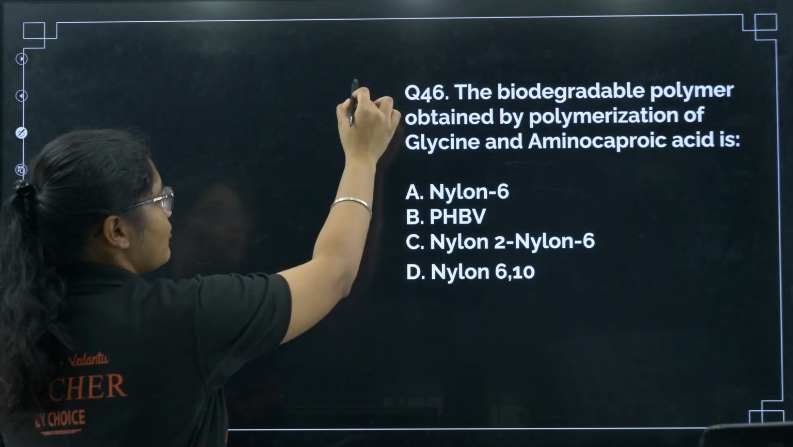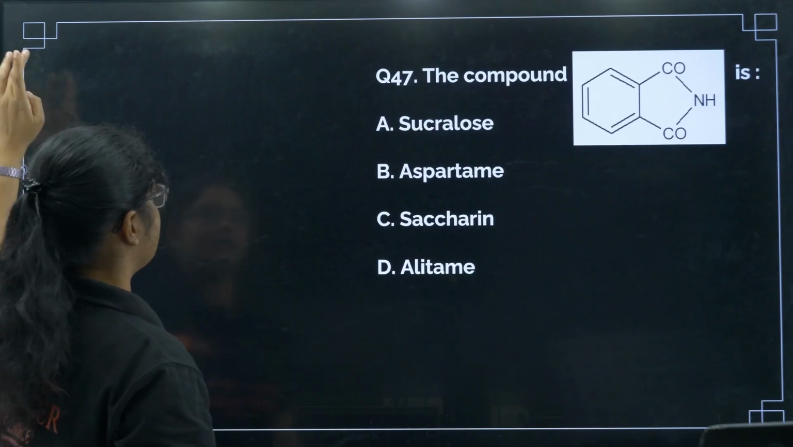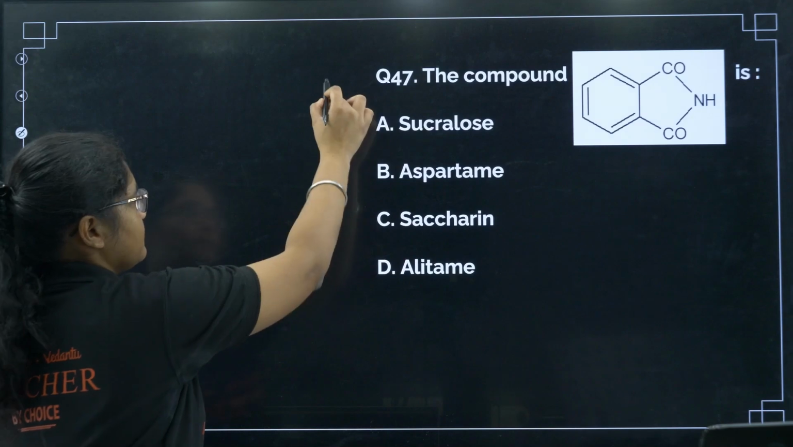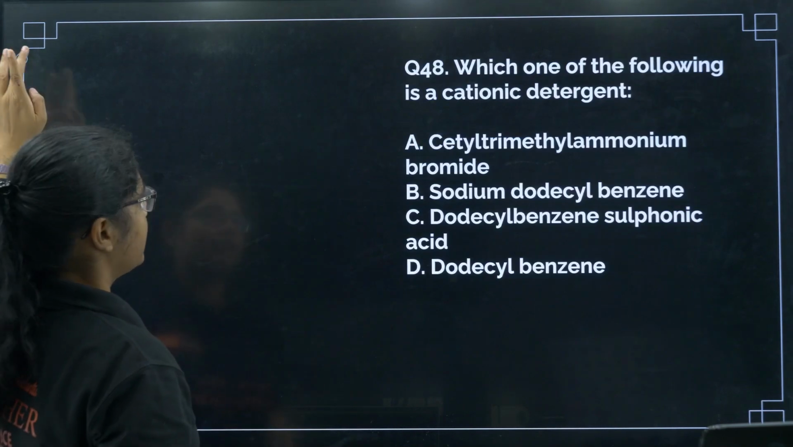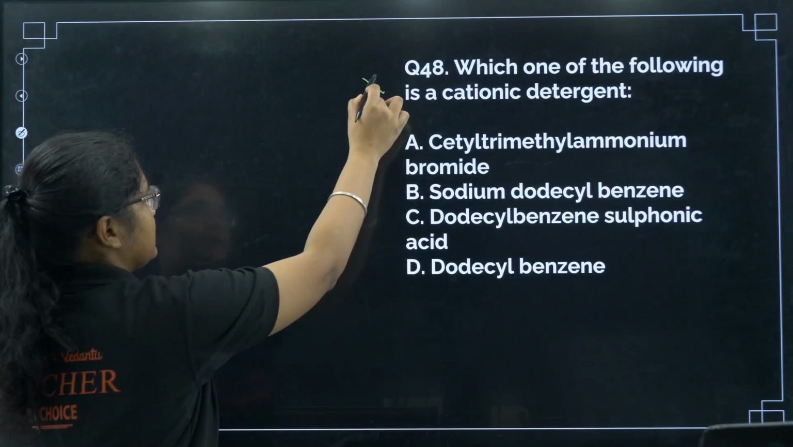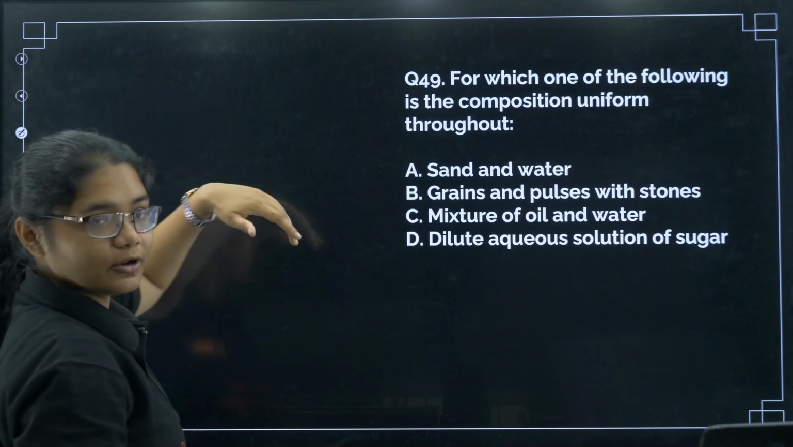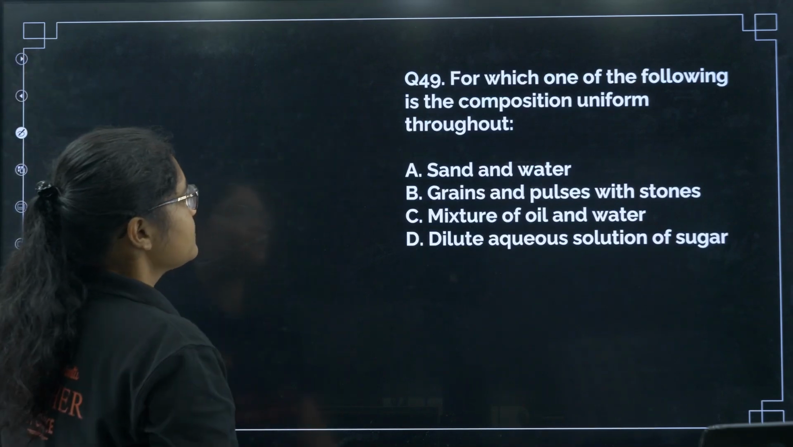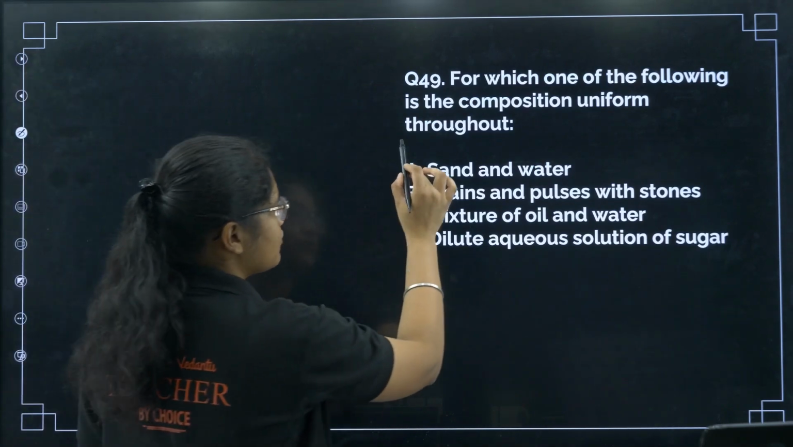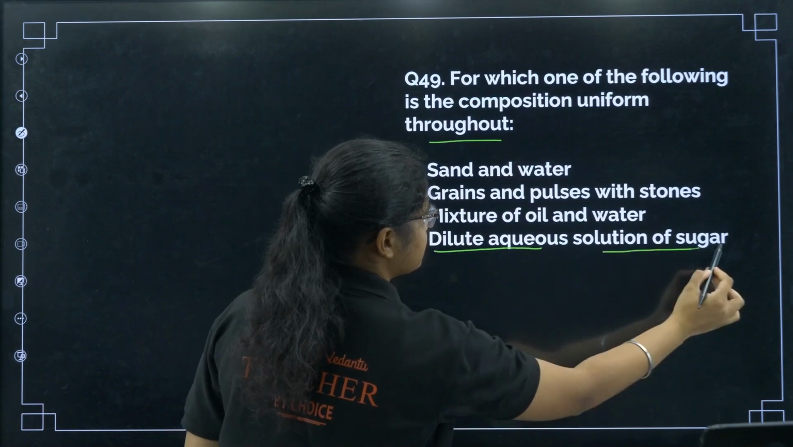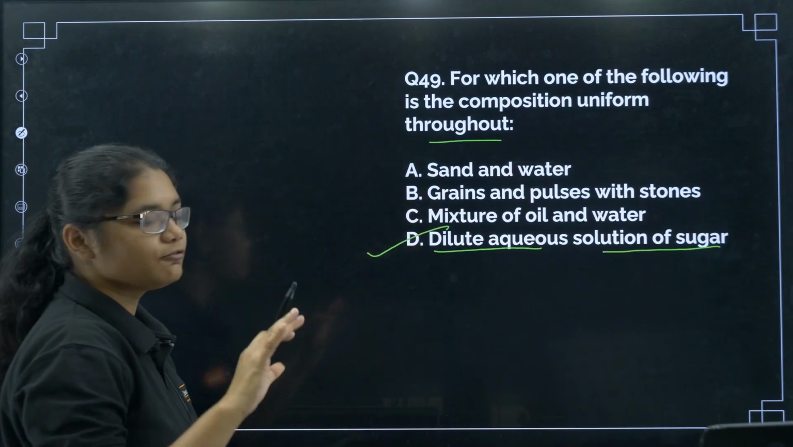The biodegradable polymer obtained... this is also from the deleted portion. Next, the compound name, this is also a deleted portion. Next, cationic detergent, again from your environmental chemistry, deleted portion. Uniform composition throughout the solution. So in a dilute aqueous solution of sugar, you will have uniform composition.